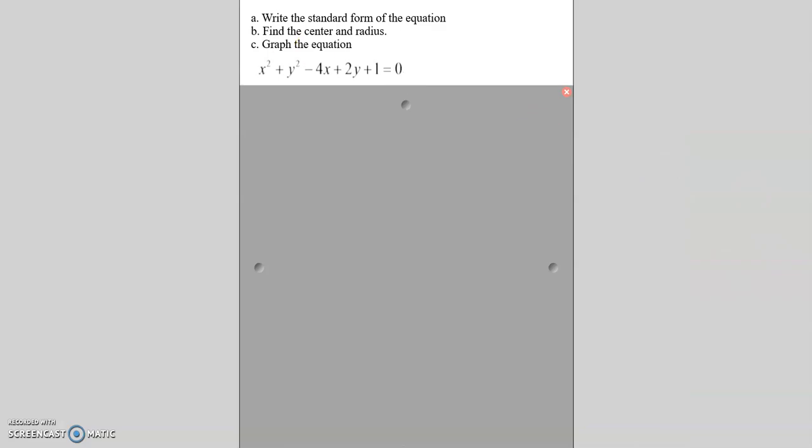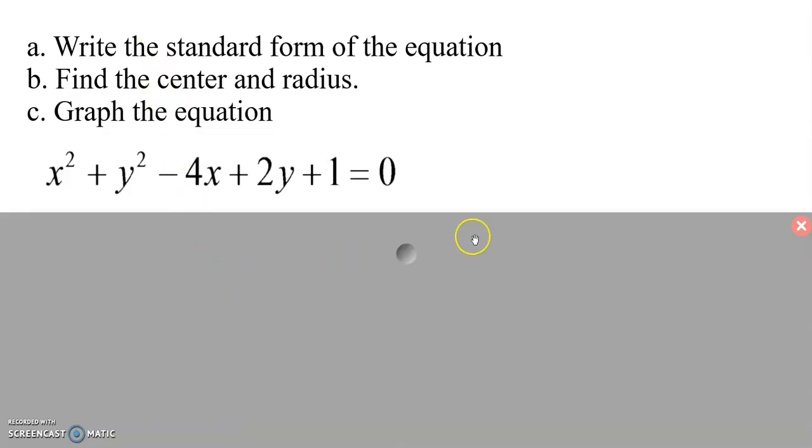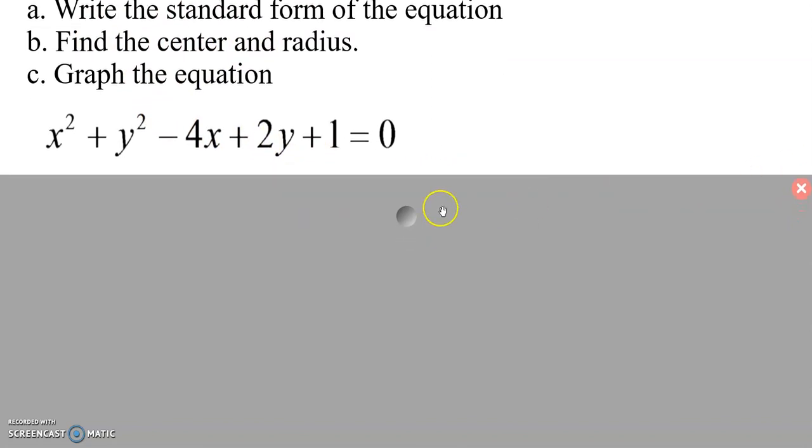So let's take a look at how that works for the following. So here's the equation for a circle. What we want to do is change this into standard form. We're then going to identify the center and radius, and then we're going to graph it. So to change this into standard form, we are going to complete the square. So first thing I'm going to do is I actually need to complete the square twice. I need to do it once for x and once for y.